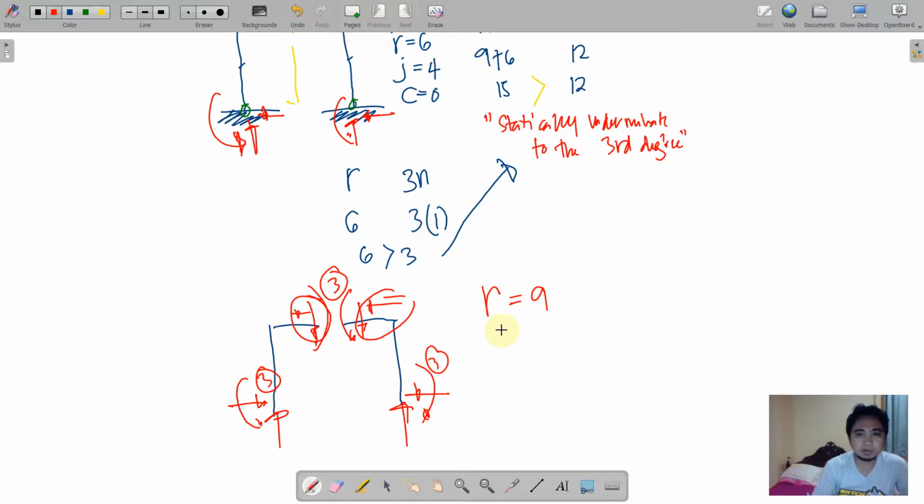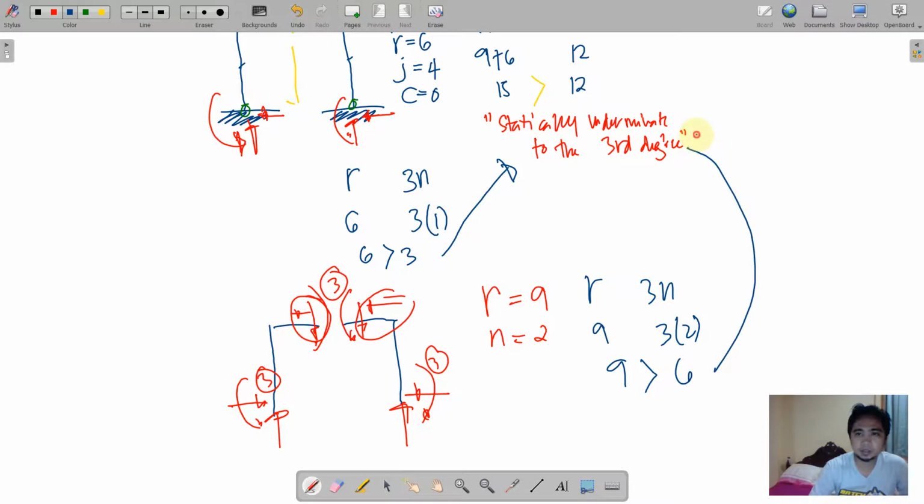For the number of parts, we have N. You have divided into 2 parts. So therefore, comparing R to 3N, this is 9, and 3 times 2 is 6. 9 is greater than 6. So again, it will yield back to this conclusion. So this is statically indeterminate to the third degree.